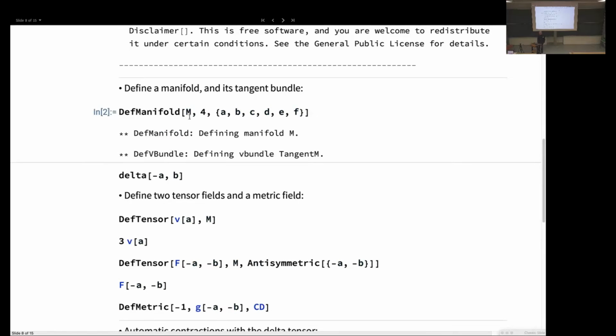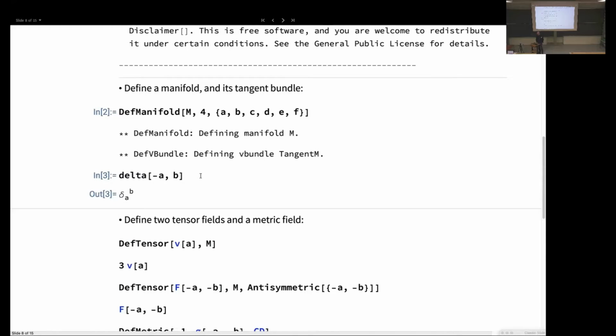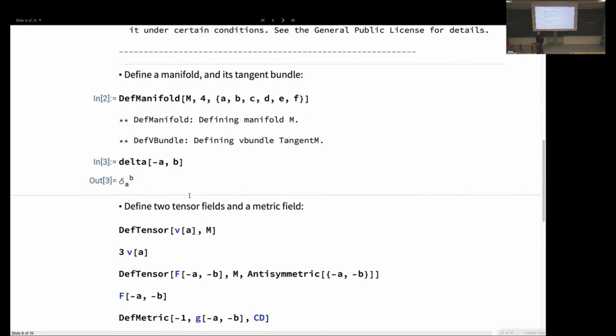So the first thing we do is to define a manifold. It's going to be called capital M of dimension 4. And these are going to be the indices that are used for the tensors living in the tangent manifold. For example, the delta is always defined, right? So we will have something like that.